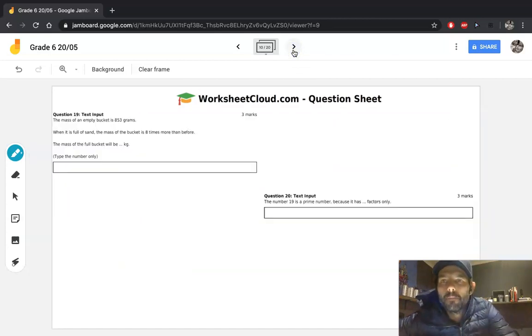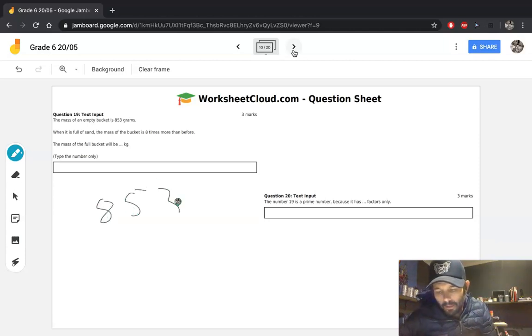Question 19. The mass of an empty bucket is 853 grams. When it is full of sand, the mass of the bucket is 8 times more than before. The mass of the full bucket will be how many kilograms? Okay, so here we've got 853 grams for one bucket. So now we need to multiply for 8 buckets to see the full mass of the bucket.